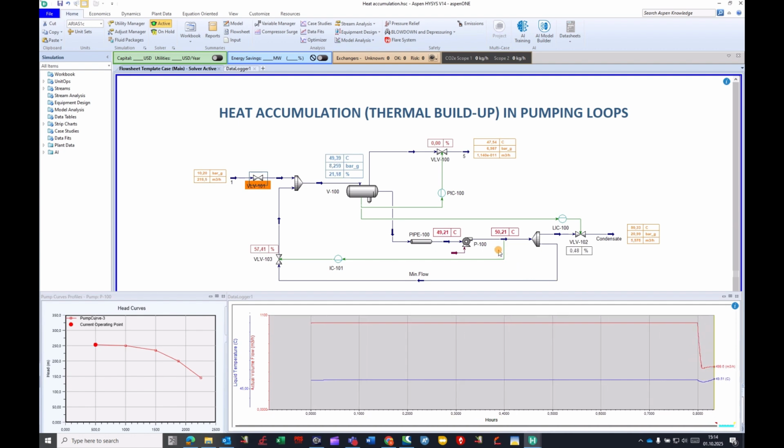As you can see, the flow here in the chart is the total flow through the pump, which is set to the mean flow requirement. As you can see here from the pump curve, the pump is on the mean flow and is 500 cubic meter per hour.